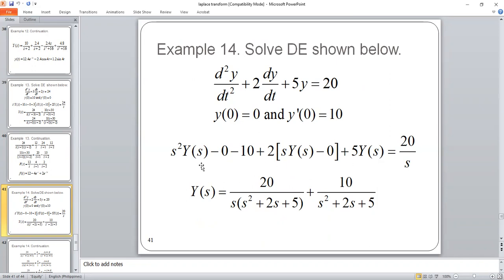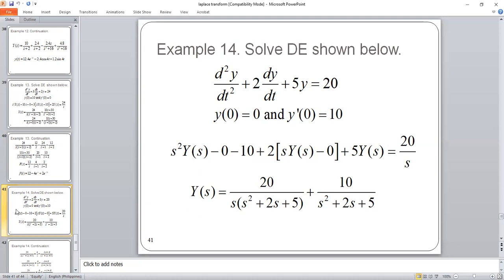When you isolate the Y of s on the left side, this will be the resulting expression, and that requires that your right side expression be divided by s squared plus 2s plus 5. Coming from here, this is s squared, this is 2s, and 5. So for this one, there's no need for the method of partial fractions because you can readily have this inverted using completing the square. But this one will need you to perform the method of partial fractions because of the s.